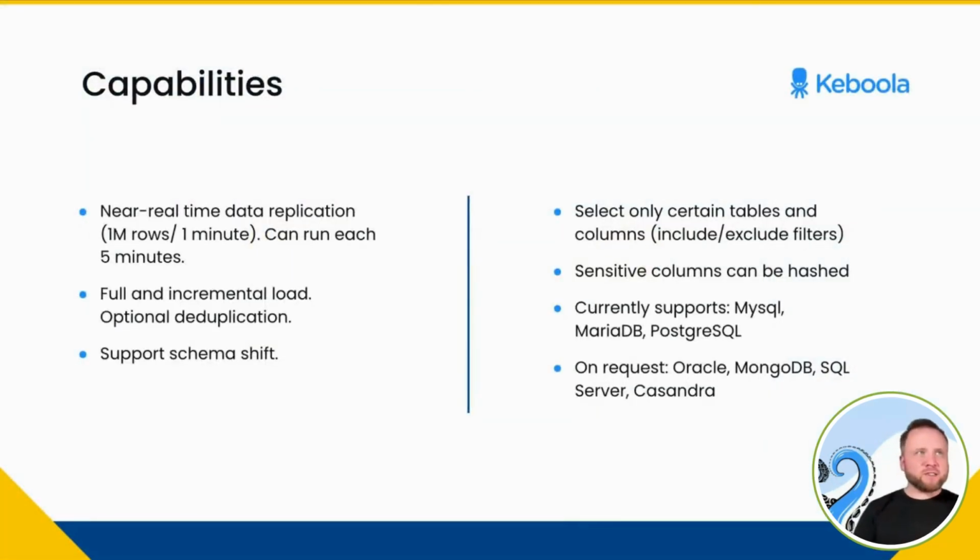What are the capabilities? As I said, near real-time data replication, which means our SLA is 5 minutes. So if you have 1 million changes in your database, we are capable of mirroring this amount of data every 5 minutes. And throughput, the limitation, that's the second number, is 1 million rows per minute. I will show you soon the benchmark we did, and we were not aiming very low. We were aiming quite high.